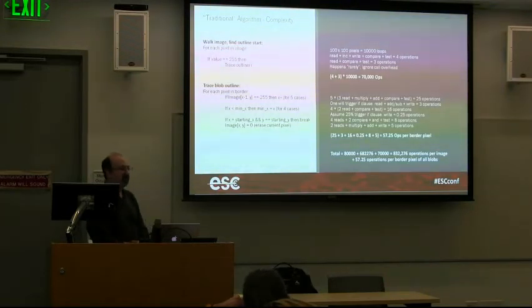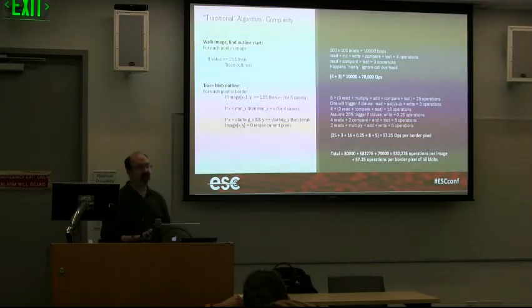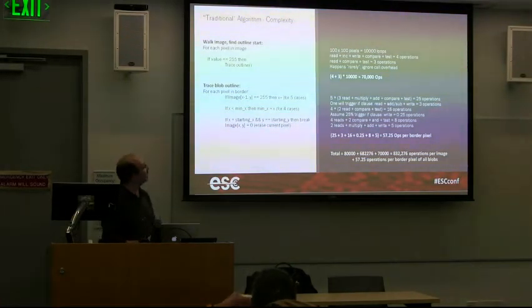Next step. Walk the image and find the start of an outline. For each pixel in the image, if the value is 255, then trace the outline. Going through the math, it turns out that's 70,000 operations.